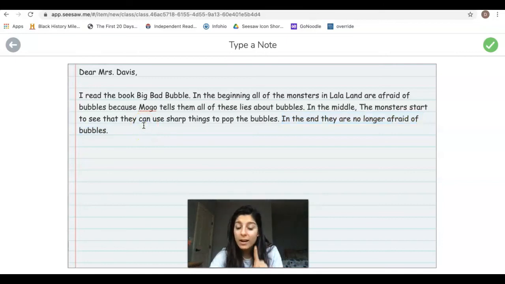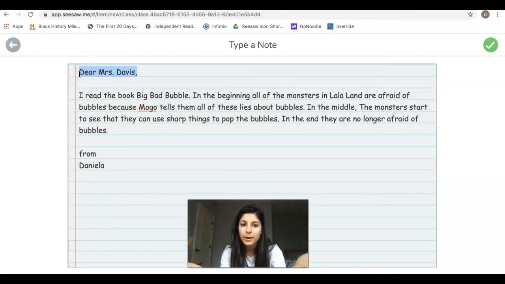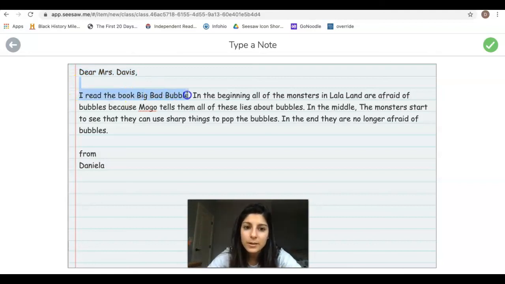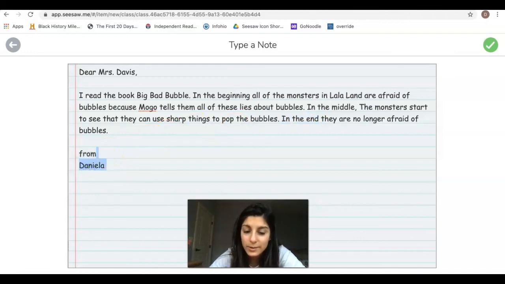And now do not forget that at the end of a letter, you have to say who is writing the letter. So you always write from and then your name, Daniela. So dear Mrs. Davis, you're saying dear whoever you're writing to. I read the book. Tell what book you read. Tell us what happened in the beginning, what happened in the middle, and what happened in the end. Then tell who is writing the story.